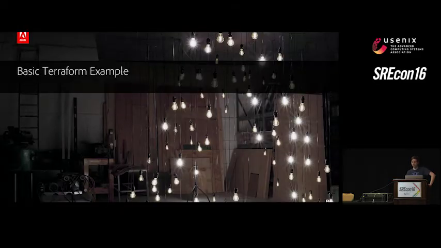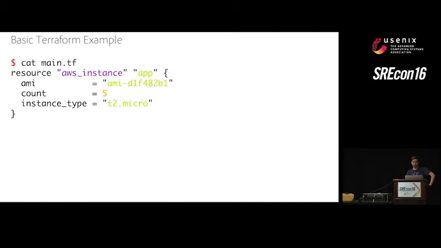So as a basic example, a little weird kind of demo here, we have the main file, and we're going to create an AWS instance. We're calling it app. There's the AMI. We have 5 of them. There's a T2 micro as the instance type. That's the minimum viable that you need to create an AWS instance.